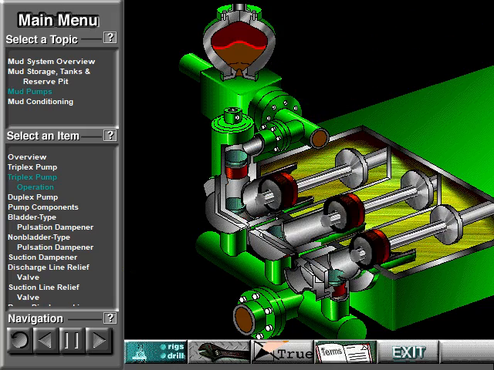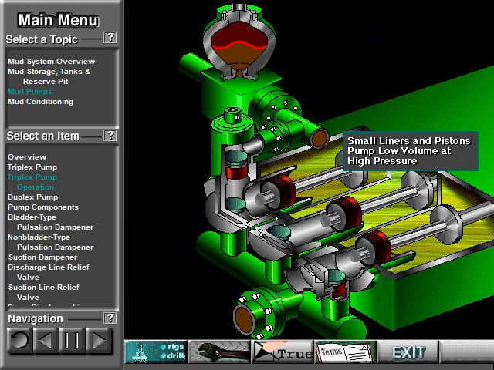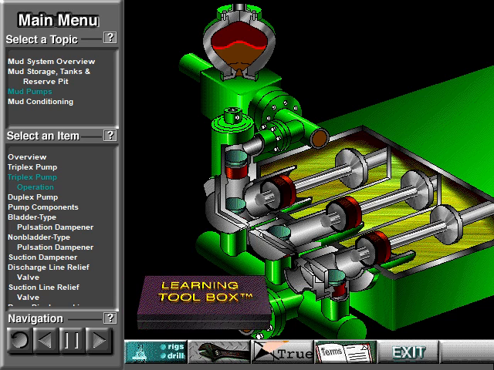Crew members can change the liners and pistons. Not only can they replace worn-out ones, but they can also install different sizes. Generally, they use large liners and pistons when the pump needs to move large volumes of mud at relatively low pressure. They use small liners and pistons when the pump needs to move smaller volumes of mud at relatively high pressure.